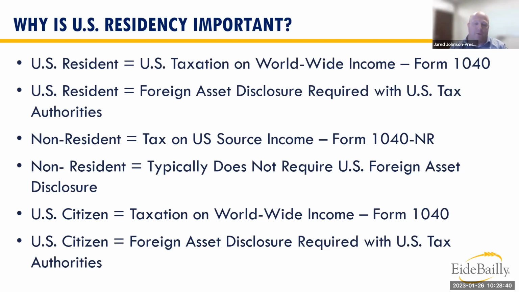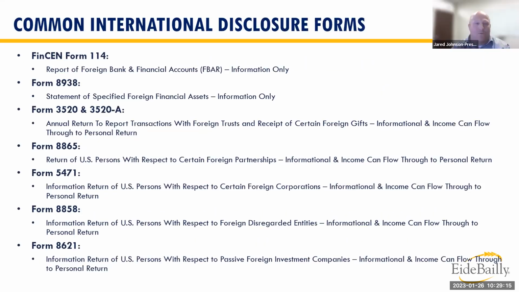A US citizen, like I said before, is always taxed on worldwide income, no matter where they are. They're always subject to foreign asset disclosure. I'll highlight a list of all of the foreign asset disclosures. The most common one here is the FBAR, the foreign bank account reporting. The top two are informational only. They get filed, but on the other forms, income can flow through onto your personal returns. So they're not all just informational returns.